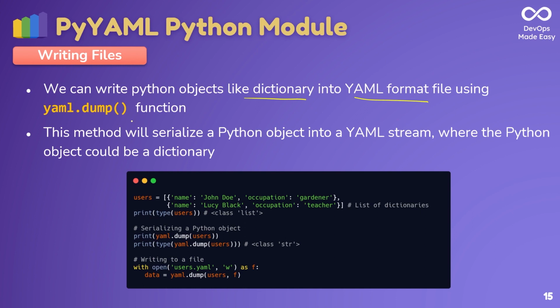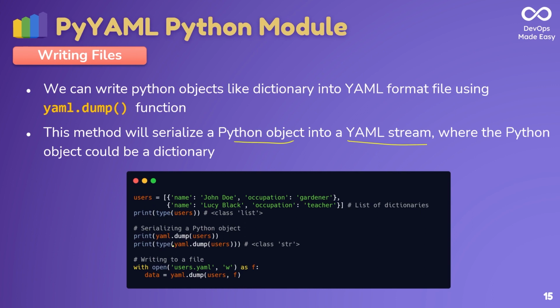So how do we achieve that? We achieve that using the dump function. Earlier we used the load function to convert YAML to dictionary. Now we use the dump function to convert dict to YAML. So this is how we convert Python objects like a dictionary and then save them as a YAML file. Also, this method will serialize a Python object into a YAML string.